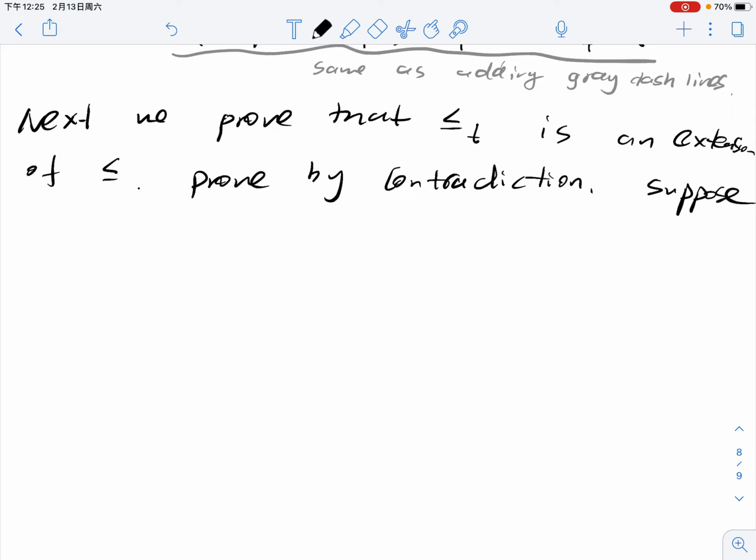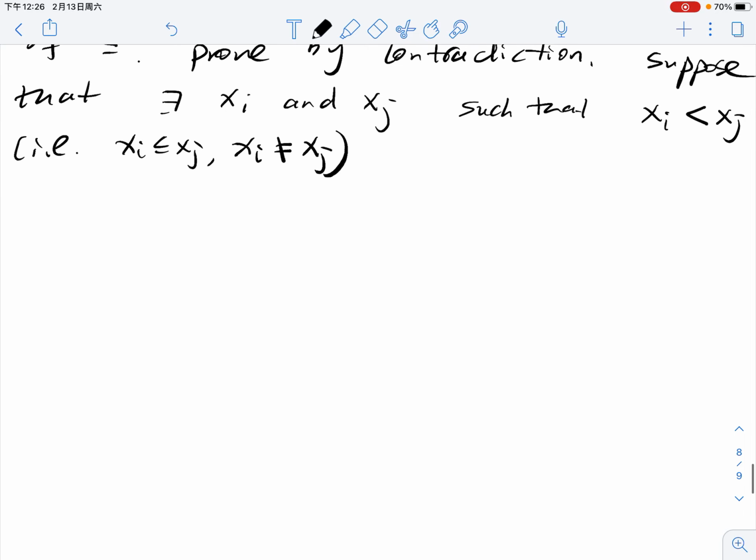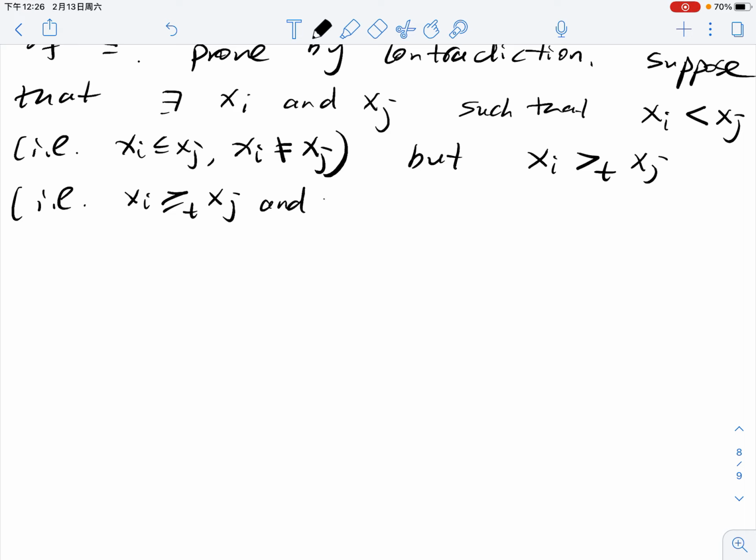Suppose that there are elements xi and xj such that xi is less than xj strictly. In other words, xi is less than or equal to xj, and xi is different from xj. But xi is greater than xj in the total order T. So that means xi is greater than or equal to xj in the total order, and xi is different from xj.